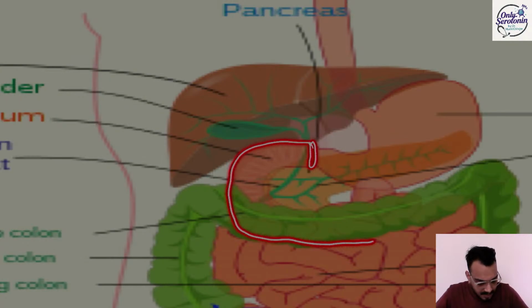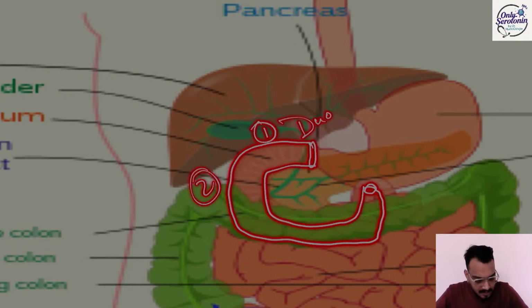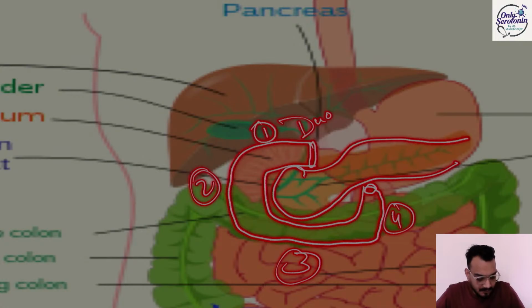From the stomach, at the ending of the stomach, you will have one C-shaped organ. And this C-shaped organ is what, guys? The C-shaped organ is your duodenum. Duodenum, important, guys. How many parts does it have? It has 4 parts: 1, 2, 3, and 4. In between the duodenum, you are going to find the head of the pancreas.